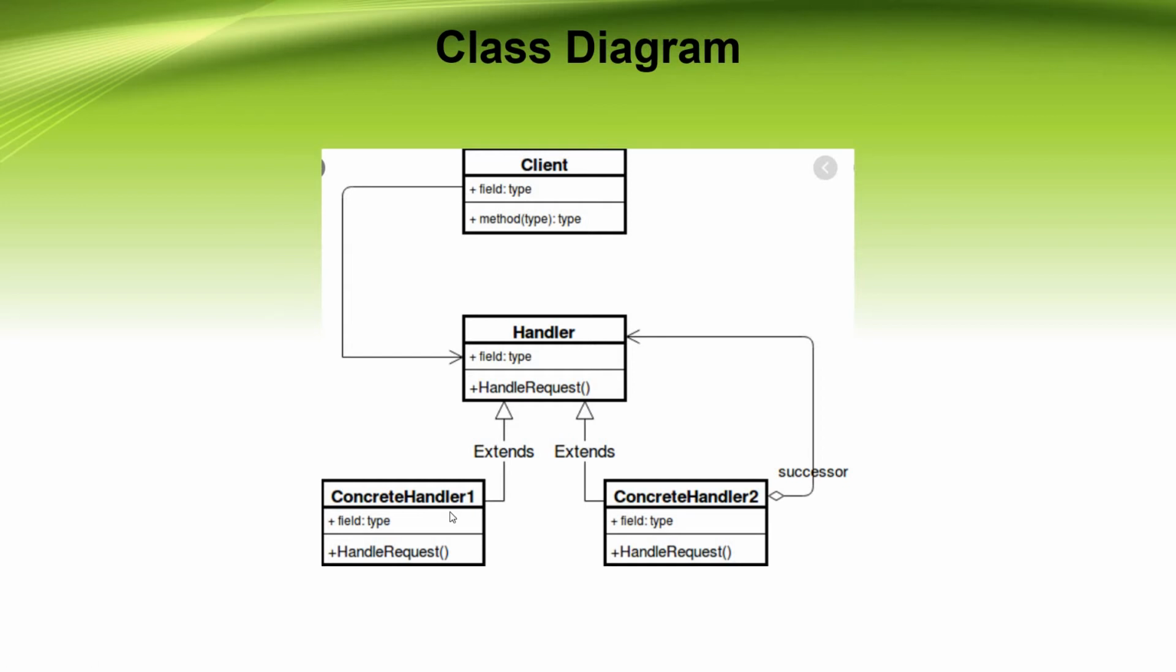So we have concrete handler 1 and 2, and you can see that concrete handler 2 has a successor, which is again a new handler, right? So this is the way we will create a chain. Each handler will contain a successor, right? This is the simplest class diagram for any of the design patterns I have ever encountered. I think this is the simplest design pattern, and it has a very simple class diagram.